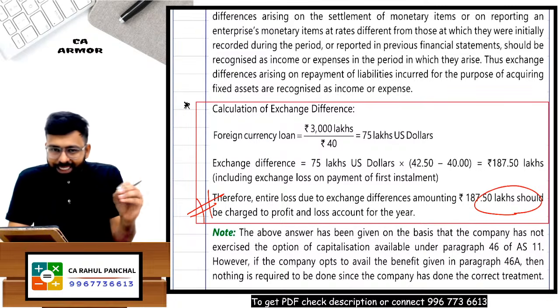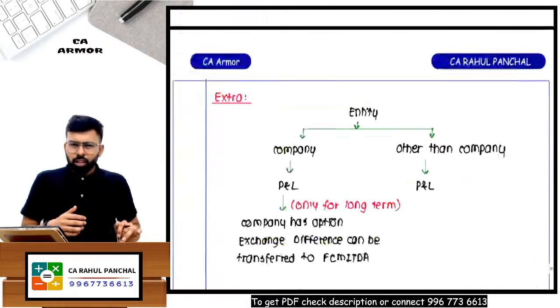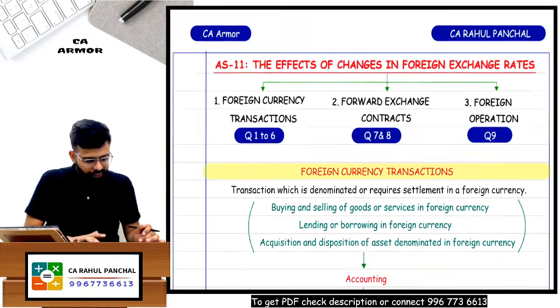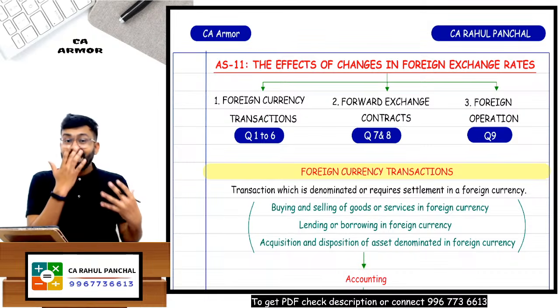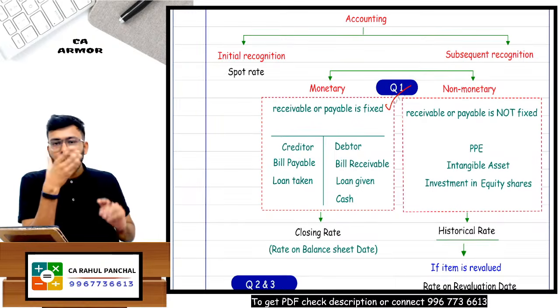If you capitalize, that is also right. Both answers are right. Okay, now understand. To be very precise, if I just tell you how many questions we are done with, we are done with 6 questions. First was what was monetary and what was not monetary.